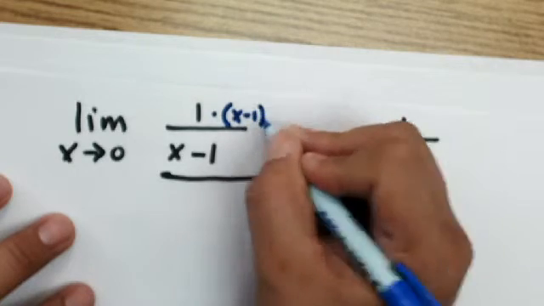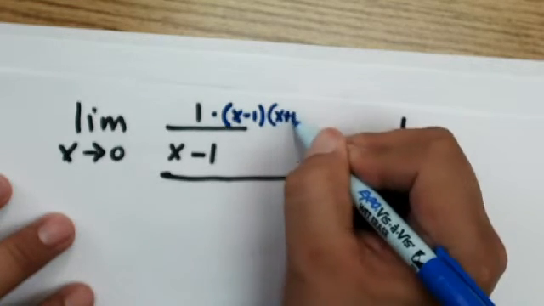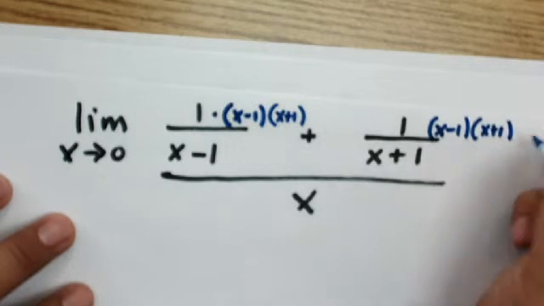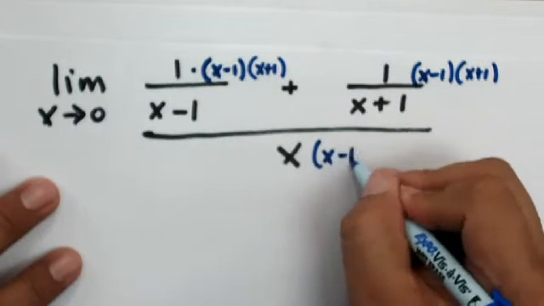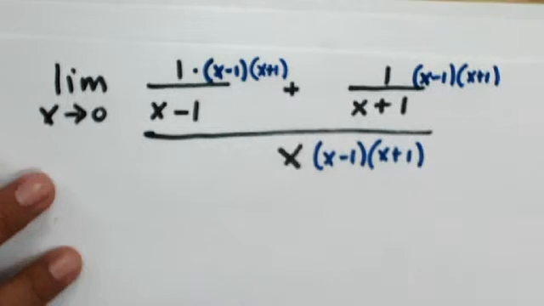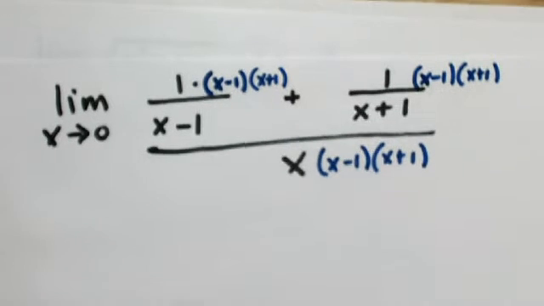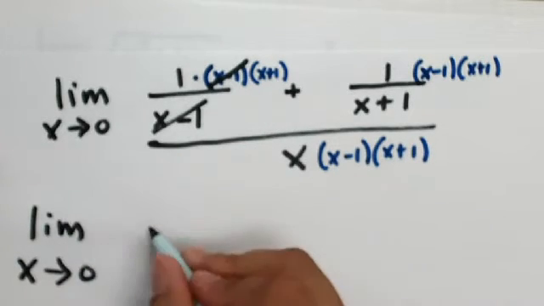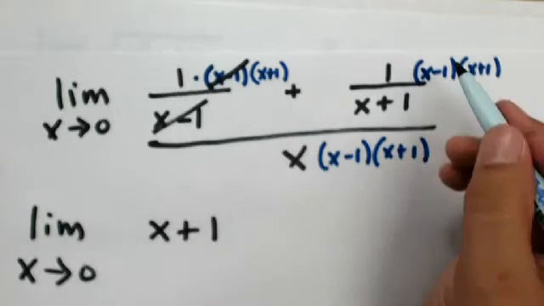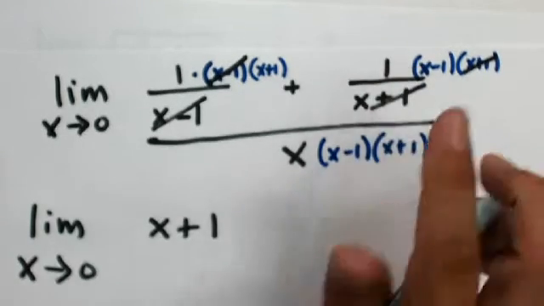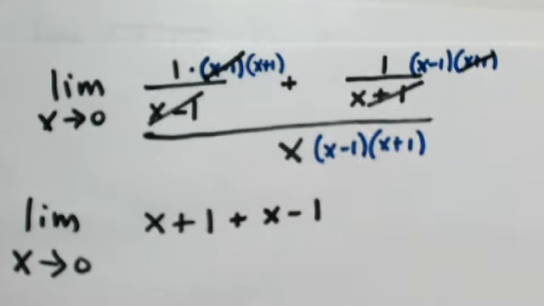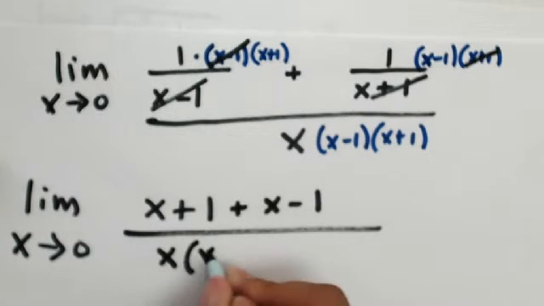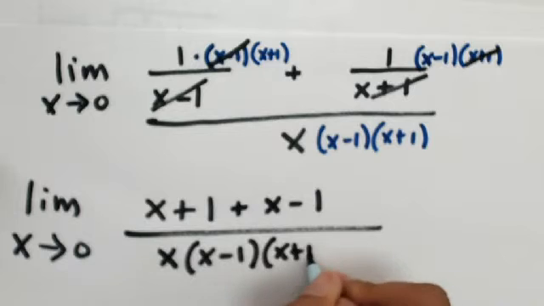We multiply by x minus 1 times x plus 1. Here the x plus 1 cancels, so 1 times x minus 1 is x minus 1. Y'all see that? Over x times x minus 1 times x plus 1.